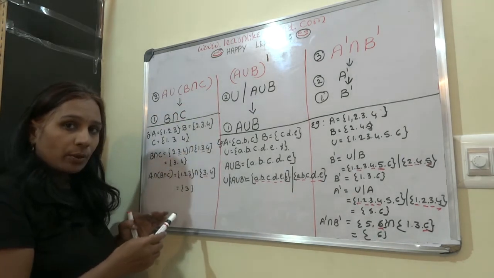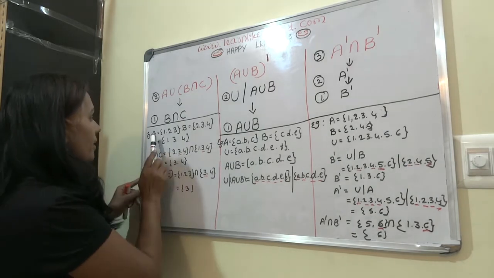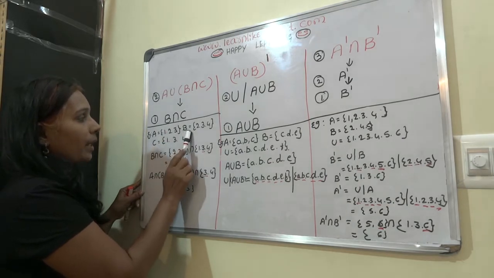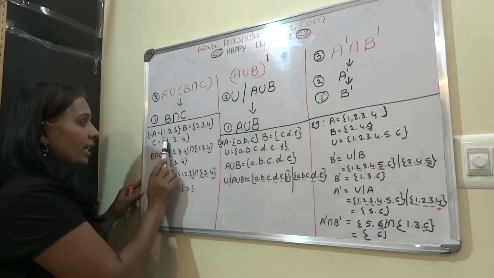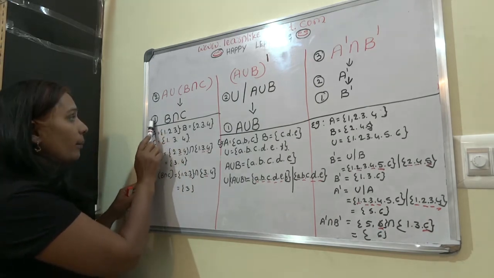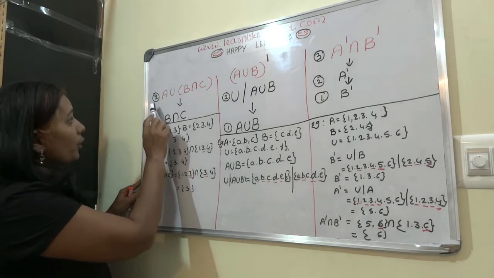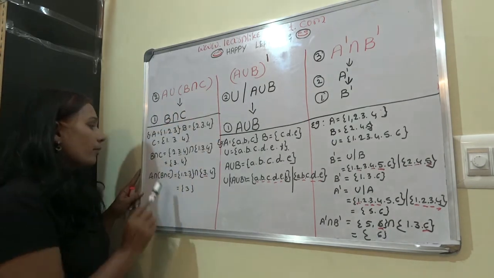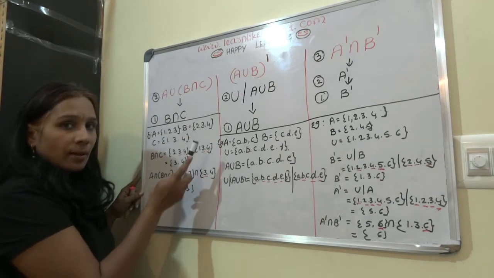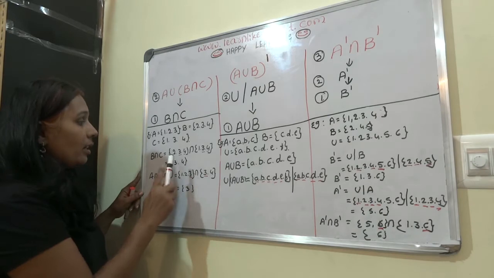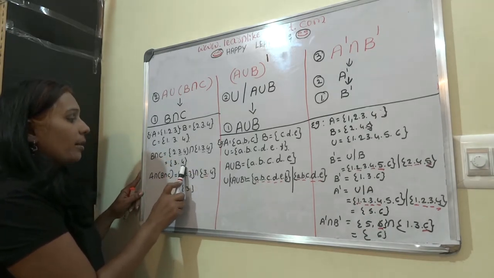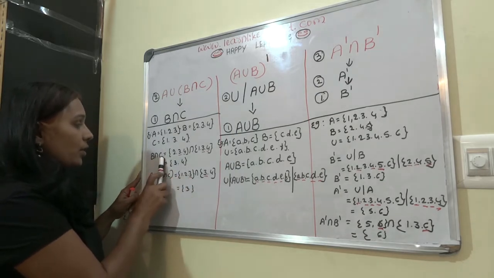I'll explain clearly with one example, that is A equals 1, 2, 3, these are elements, and B equals 2, 3, 4, C equals 1, 3, 4. Okay, you can see here clearly I have given number 1 for this operation and number 2 is the final operation. First, let me perform B intersection C. Intersection means taking out the common elements. So 3 and 4 are common elements. I have taken them outside. That will be our B intersection C.